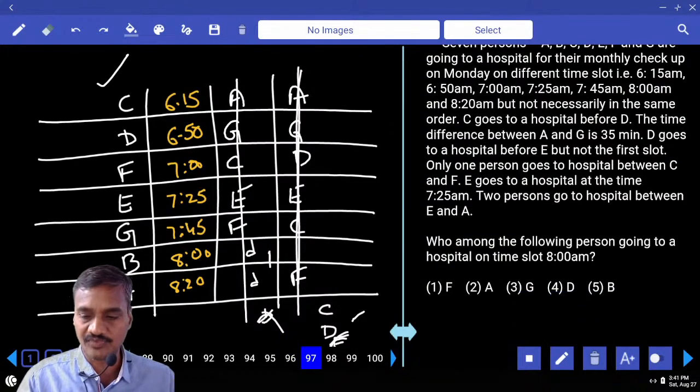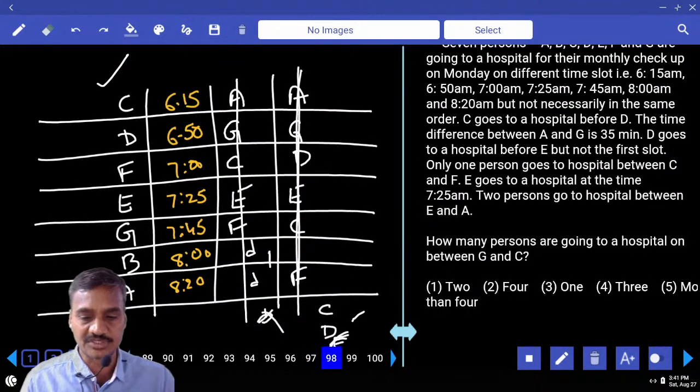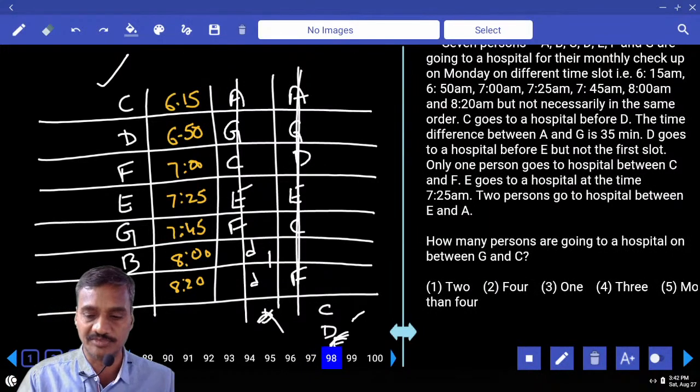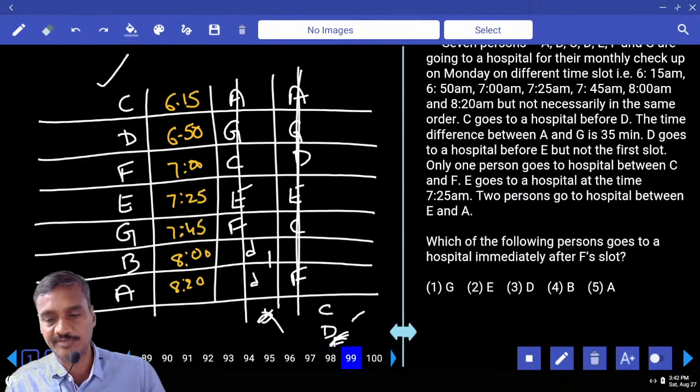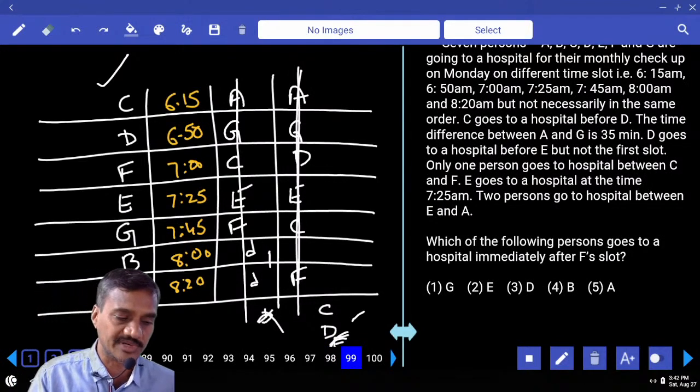Who among the following persons is going to the hospital at slot 8 o'clock? 8 o'clock is B, choice 5, question 97. How many persons are going to a hospital in between G and C? Now in between G and C there are exactly 3 people. That is choice 3, question 98. Which of the following persons goes to a hospital immediately after F? Immediately after F, that is E, choice 2, question 99.